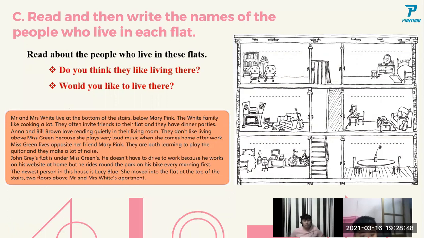Miss Green lives opposite her friend Mary Pink. They are both learning to play the guitar and they make a lot of noise. John Gray's flat is under Miss Green's. He doesn't have to drive to work because he works on his website at home, but he rides around the park on his bike every morning first. The newest person in this house is Lucy Blue. He moved into the flat at the top of the stairs, two floors above Mr. and Mrs. White's apartment. Okay, apartment. Can you just read that? Apartment. Apartment. Okay, so let me read it one more time.